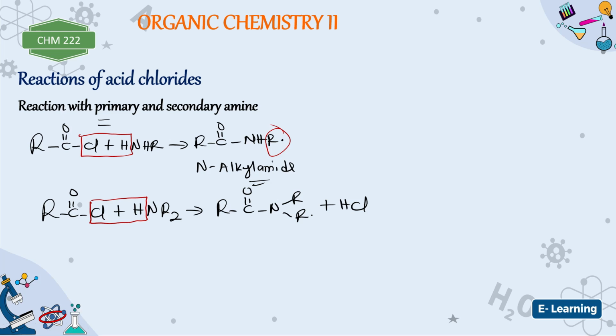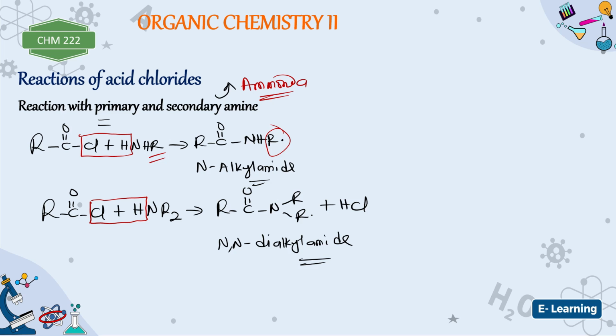This is going to form N,N-dialkylamide. So you see that with ammonia and primary amines, all of them are gotten from where? They are gotten from ammonia. So you see, from ammonia and all its derivatives, they are going to form amides. For ammonia, they are going to form the amides, while for the primary and secondary amines, they are going to form substituted amides depending on the degree. First degree will form N-alkylamide. Second degree will form N,N-dialkylamide.